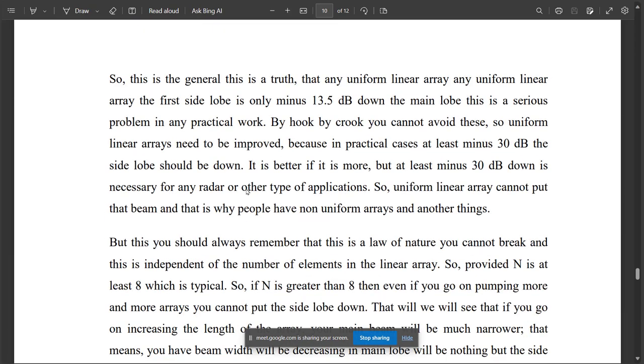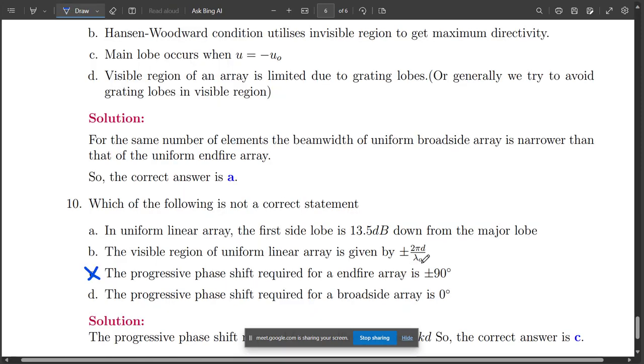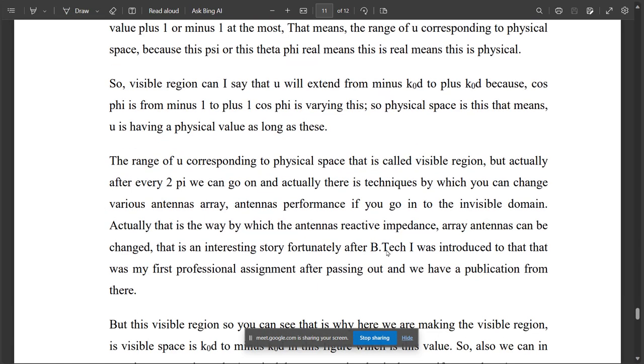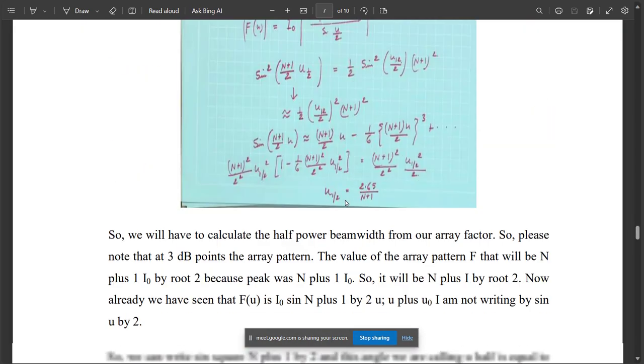Plus minus pi. Yeah, and also he discussed the visible region, which is given by 2 pi plus minus 2 pi d by lambda naught. So this is the correct option. This is a correct statement, and this is also a correct statement. I'm not able to find the first statement, but yes, 13.5.